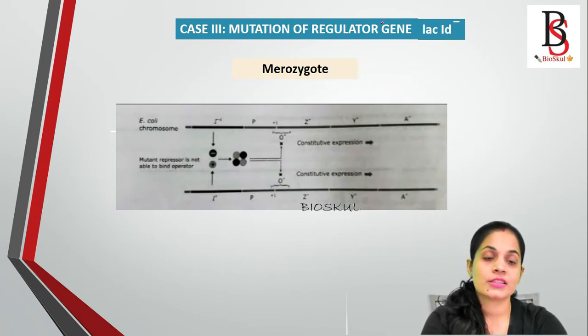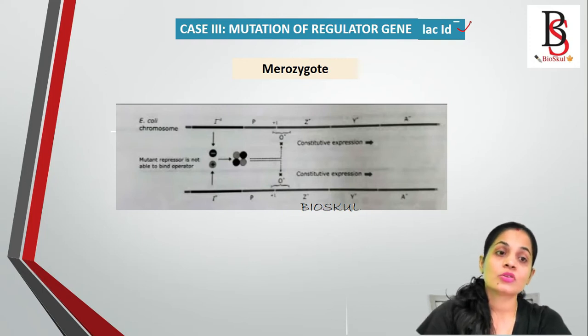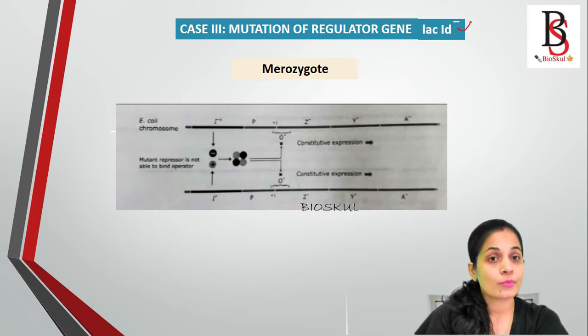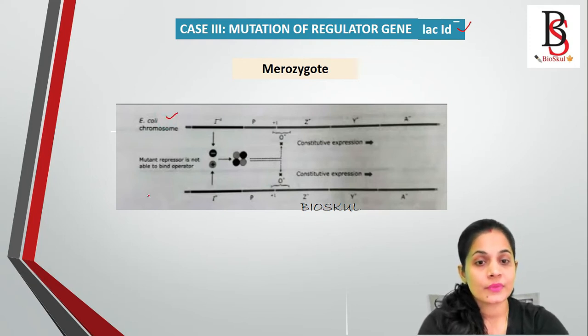Case number 3, mutation of the regulator gene. The regulator gene is mutated, Lac I D minus. If the Lac I D gene is mutated, then it will produce the non-functional repressor monomer. See, this one is the E. coli chromosome. Here it is I minus D, which means it will produce the non-functional repressor monomers.